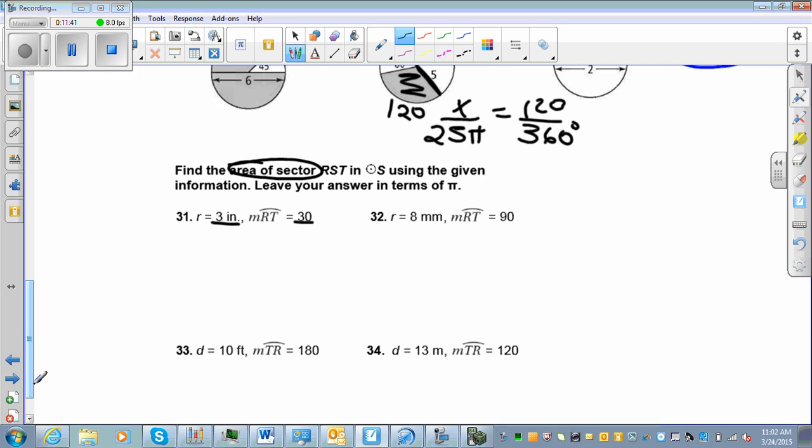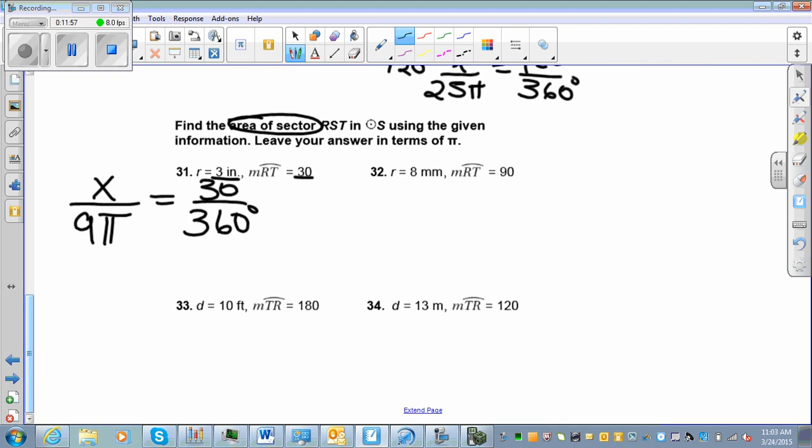So if I'm trying to find the area of the sector, I'll do x over pi radius squared. So 9 pi is going to be my area of the whole circle. The degree is 30, and I'm going to do 360 degrees. And you just cross multiply.